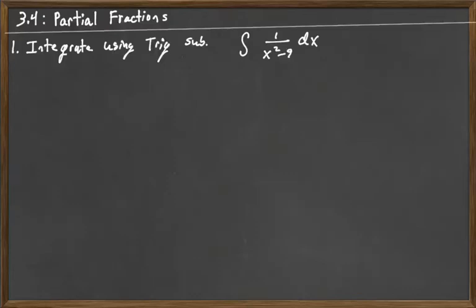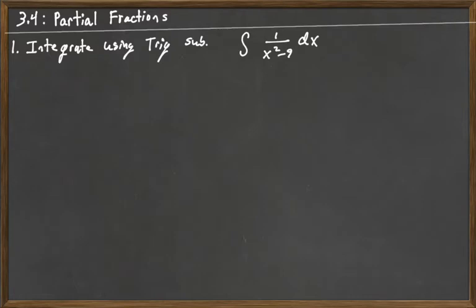Okay, in this video we're going to be looking at partial fractions as a strategy for integration, sometimes called partial fraction decomposition. Before we get into actual partial fraction decomposition, we're going to look at a problem: how to integrate the integral of 1 over x squared minus 9. We're going to do it with a trig substitution, which we covered in the last set of videos. And then we're going to look at it using partial fraction decomposition.